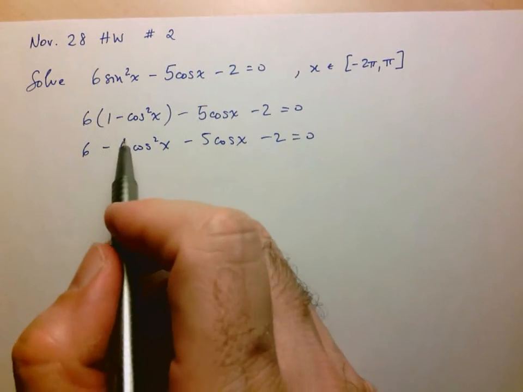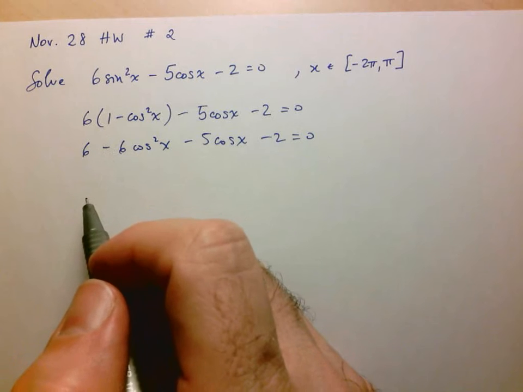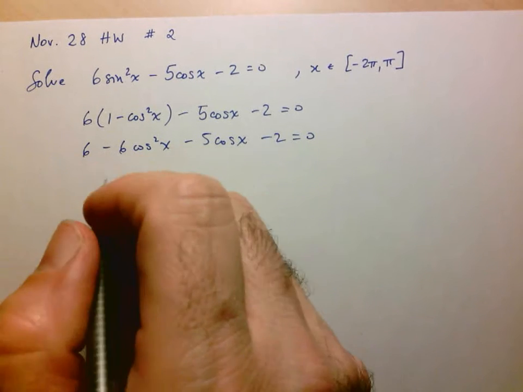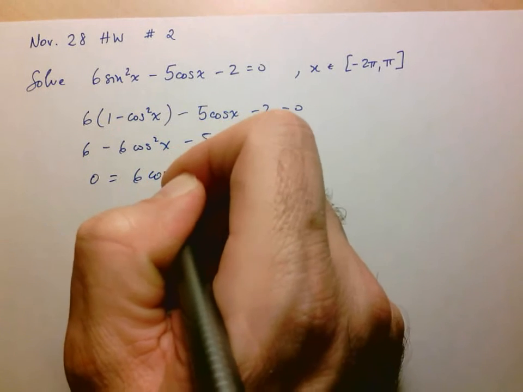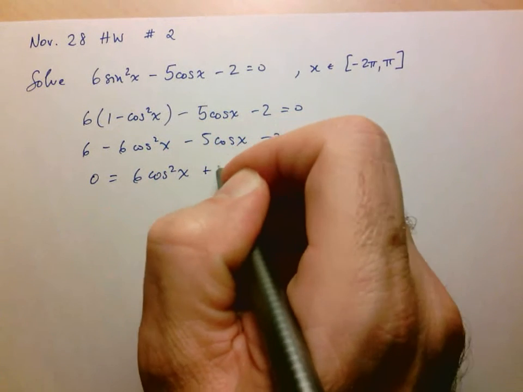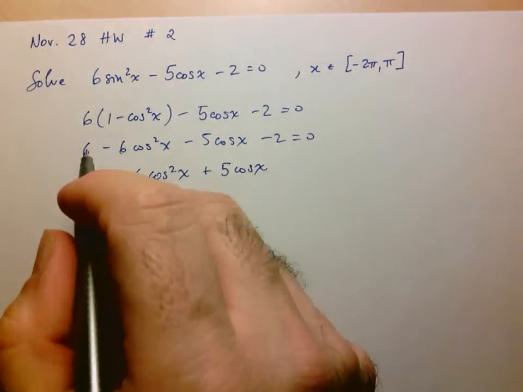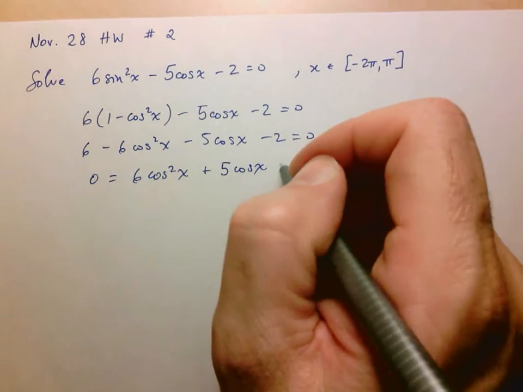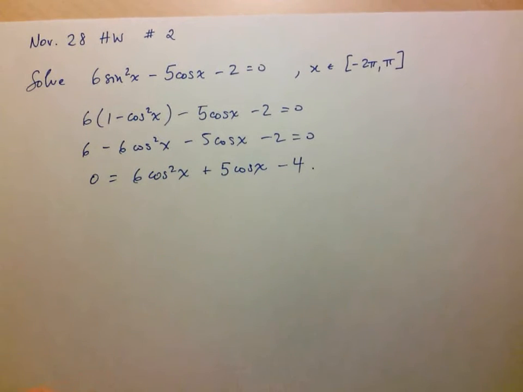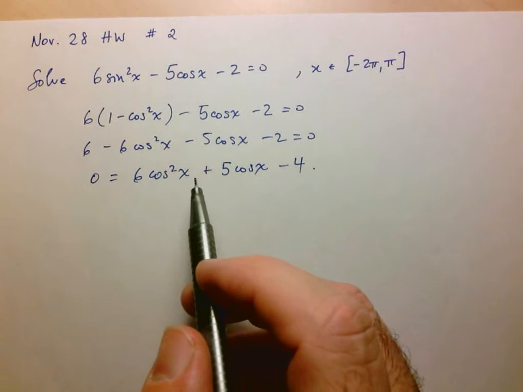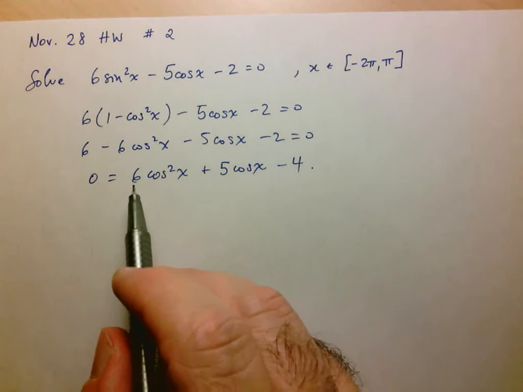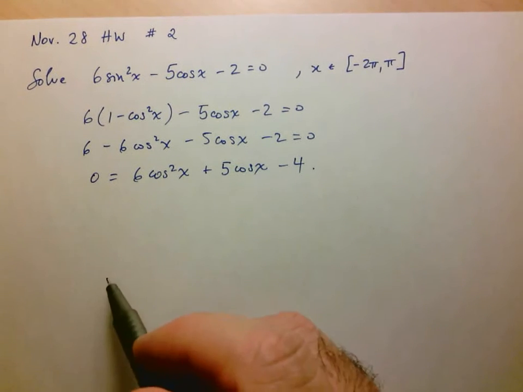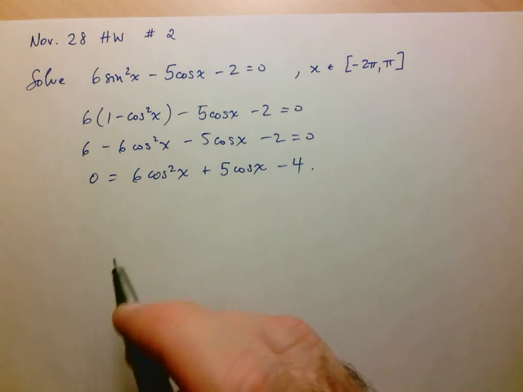Now again, I would rather work with the positive leading coefficient, so I'll move everything to the right side. So 0 equals, this becomes positive cos squared x. This is going to be plus 5 cos x, and 6 minus 2 is 4. When I bring that to the other side, of course, it will become minus 4. Okay, so now here I've got to factor this out. So I don't have prime numbers here, doesn't matter, so use whatever factoring method you have.